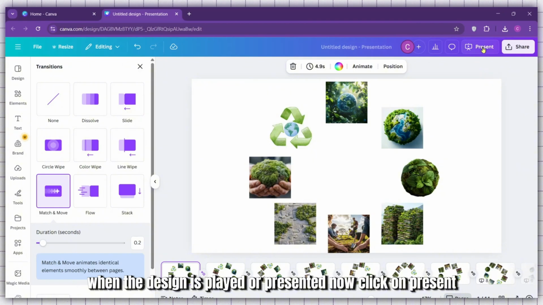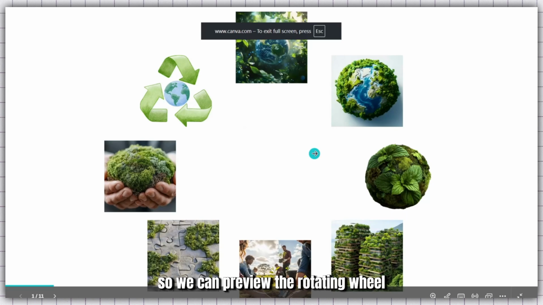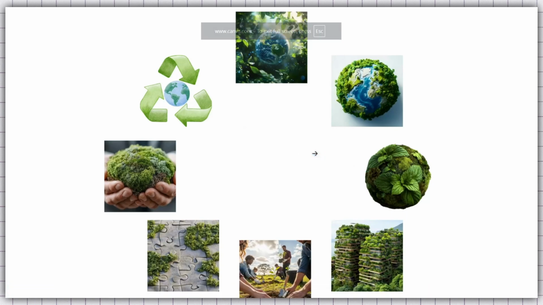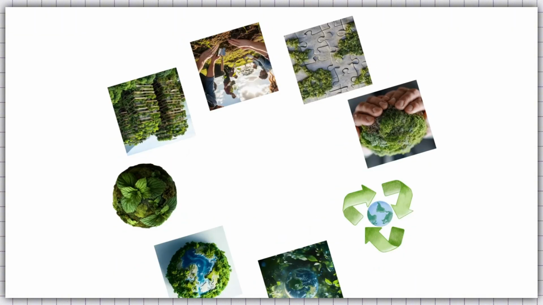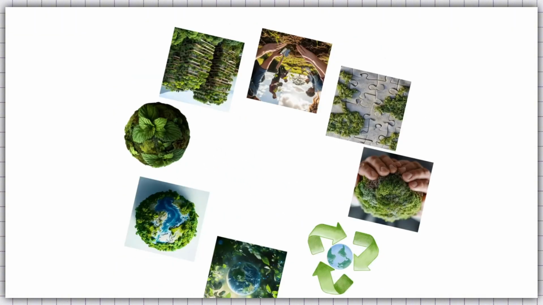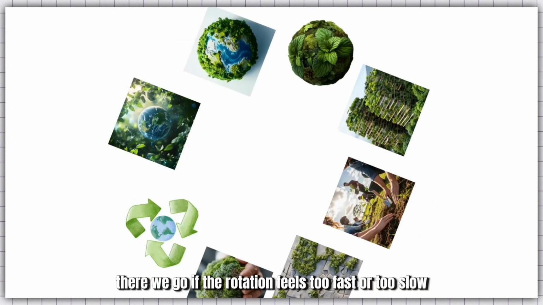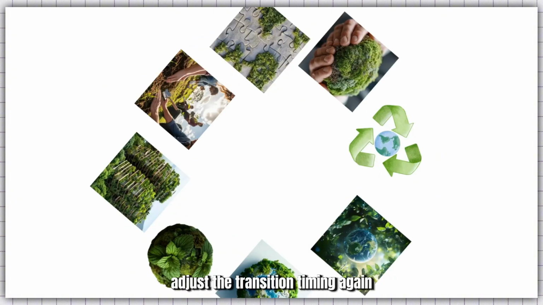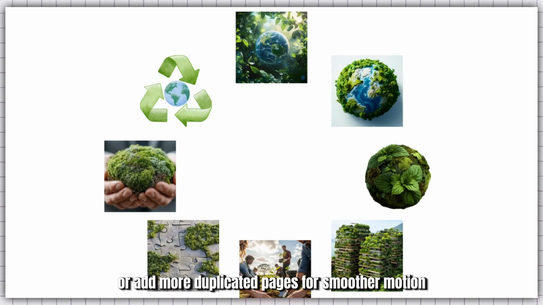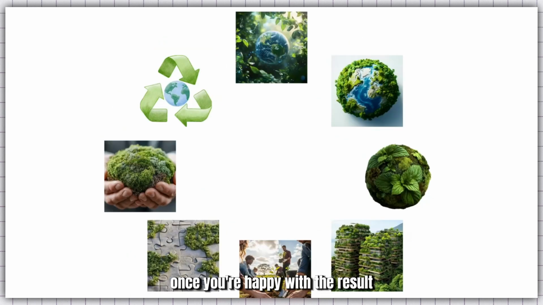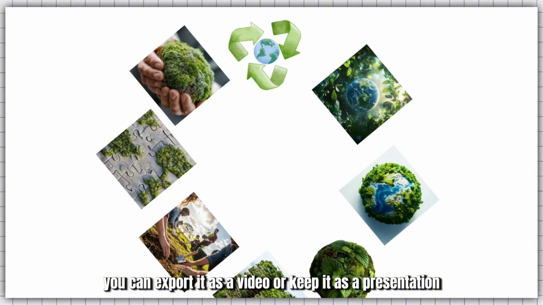Now click on Present so we can preview the rotating wheel. There we go. If the rotation feels too fast or too slow, adjust the transition timing again or add more duplicated pages for smoother motion. Once you're happy with the result, you can export it as a video or keep it as a presentation.